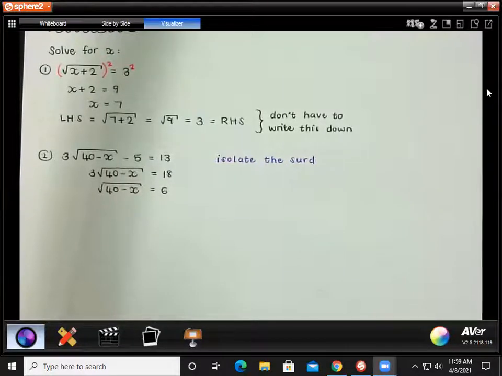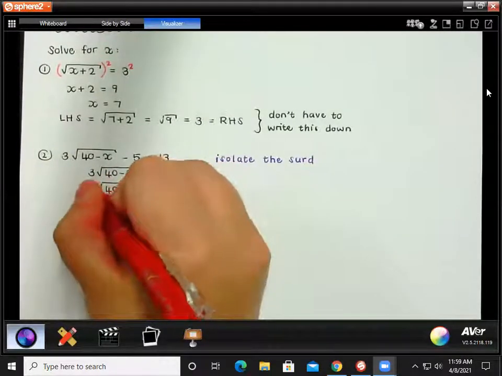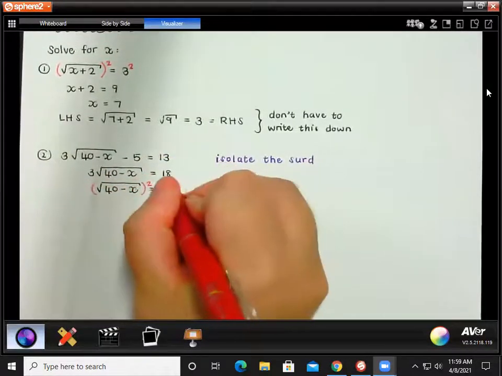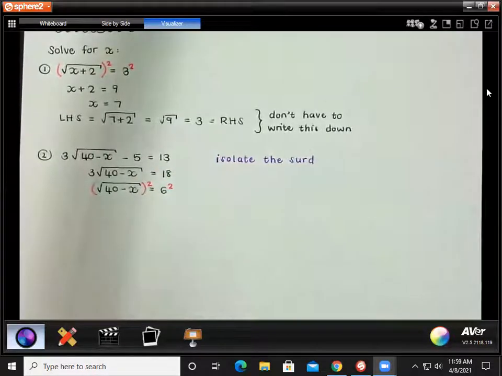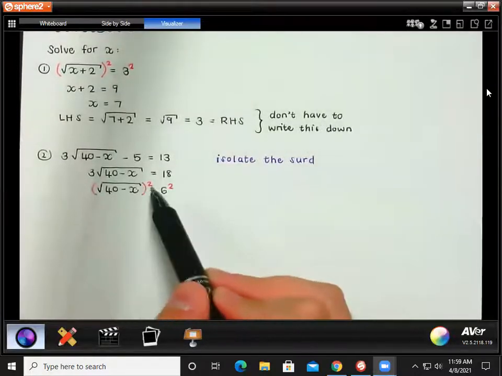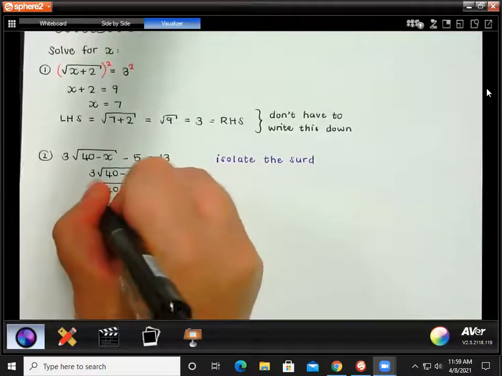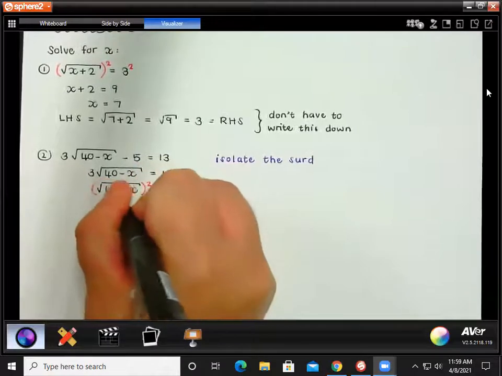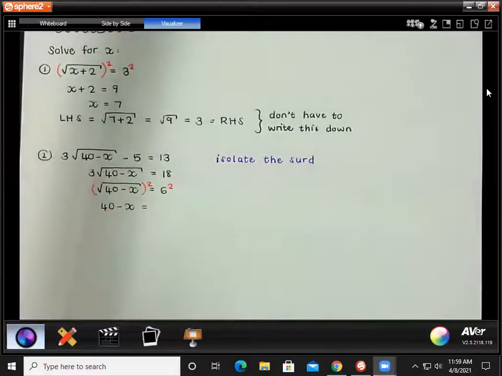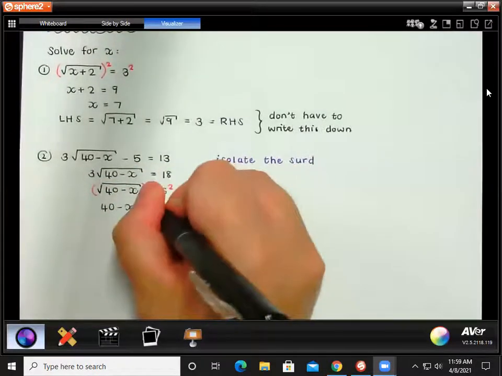Okay, we have our surd on its own, and that's equal to a number. So now we can square both sides. Again, you don't have to write that as a separate step. You can literally do it like I am doing there. So just put brackets around it and square, and then on the other side as well. Now we know that the square root and the square are going to cancel each other out. So we have 40 minus x is equal to 6 squared, which is 36.